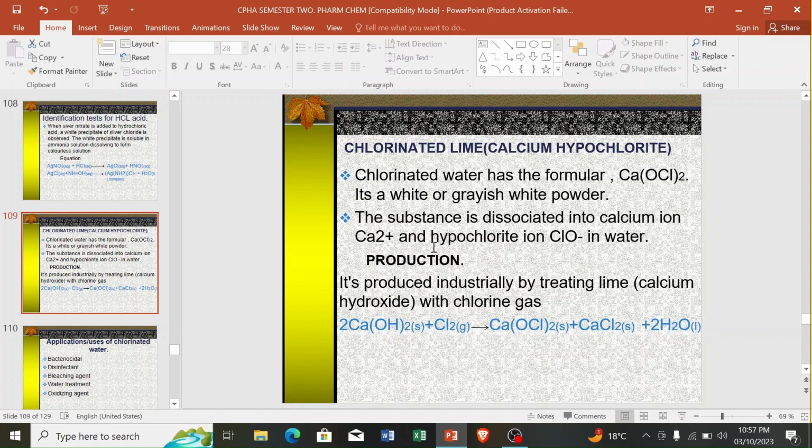So here we see that we want to see how these salts can be prepared. So this is production or preparation of calcium hypochlorite.